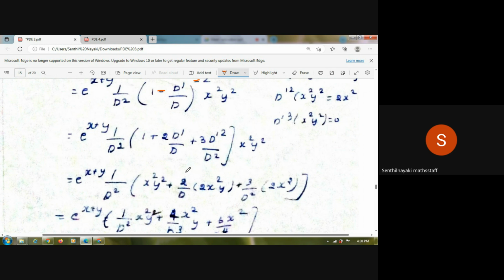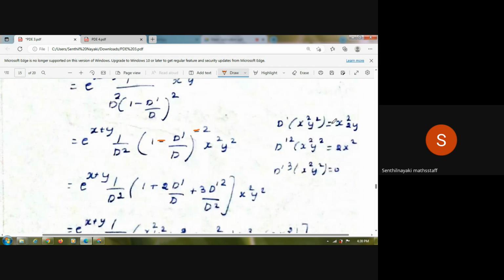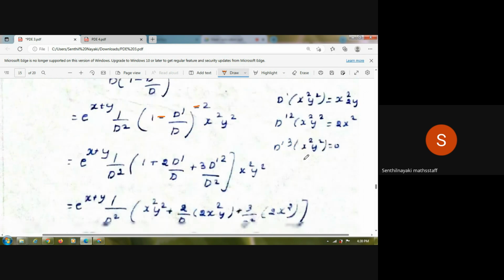So x square y square plus 2 by D of D' of x square y square. D' of x square y square is 2x square y. And then D' square of x square y square is 2x square. So replace D' square by 2x square. After simplifying we get here 1 by D square, so multiply by 1 by D square in each and every term. Then in the first term we have to integrate with respect to x 2 times. The second term we have to integrate 3 times. The fourth term we have to integrate 4 times.